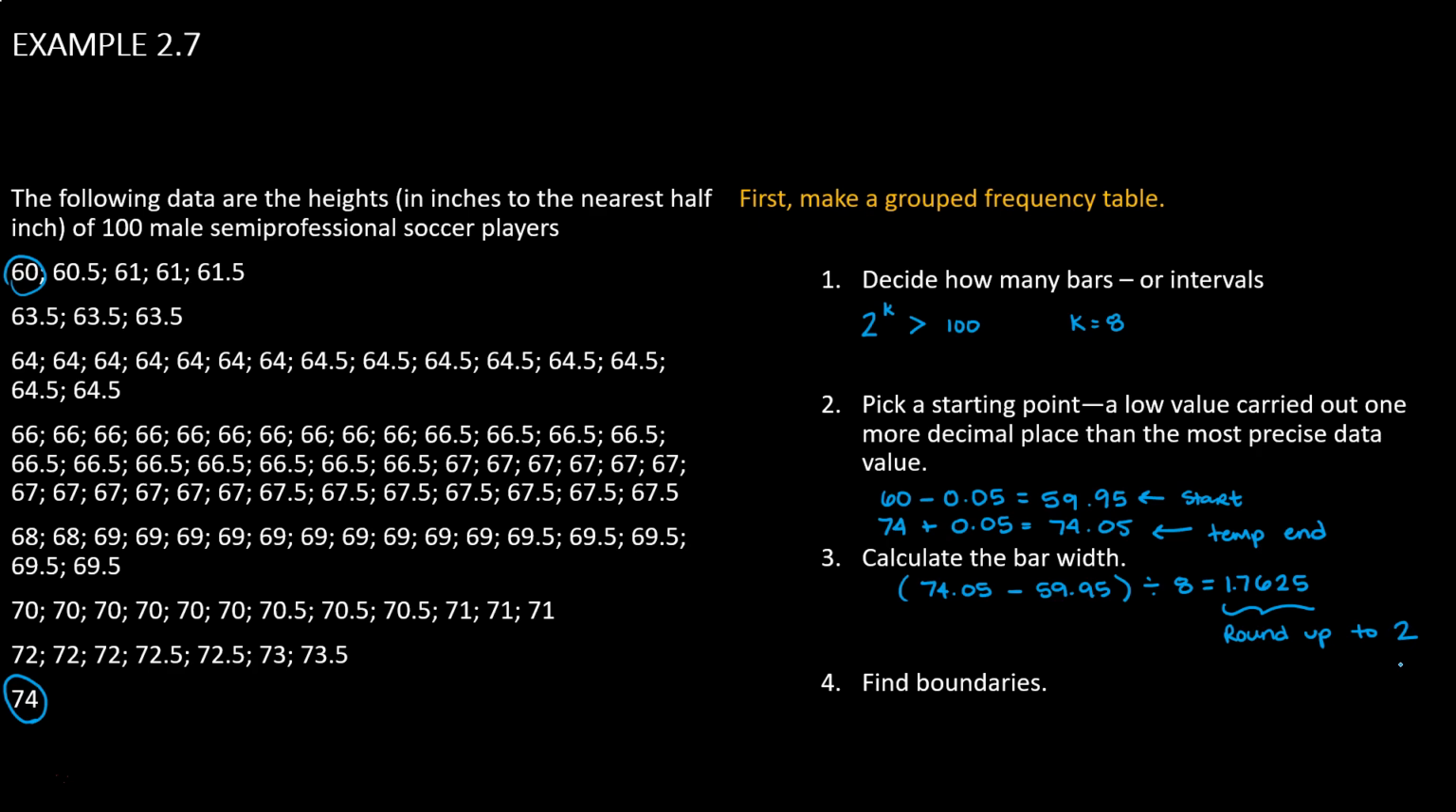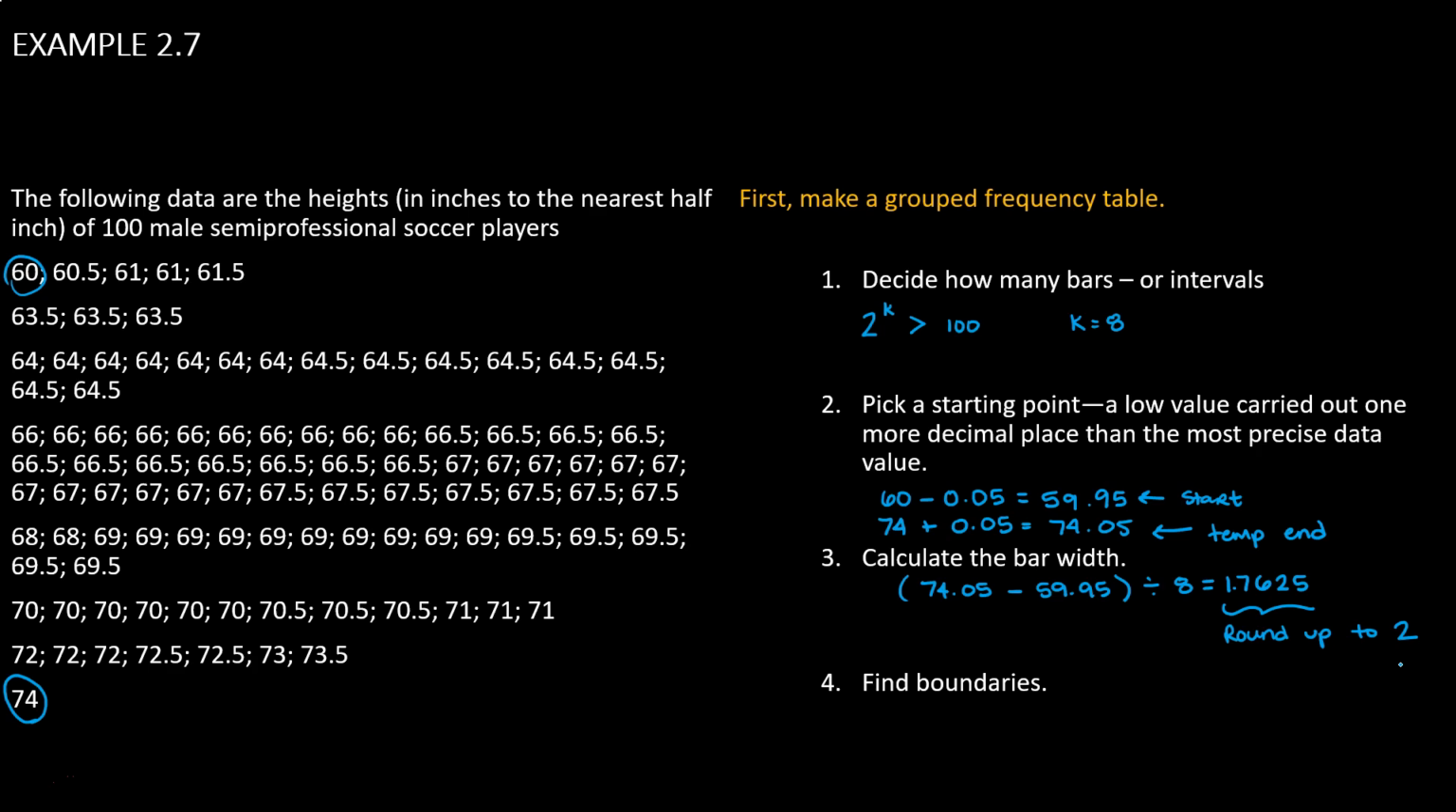So every bar or every interval in our grouped frequency table is going to be 2 units wide. This will cause us to go beyond our temporary ending point of 74.05, but that's okay. It's not a big deal. Next, we're going to find our boundaries. So in our grouped frequency table, we need to create the intervals that tell us how to sort our data. So we need the lower boundary and the upper boundary.